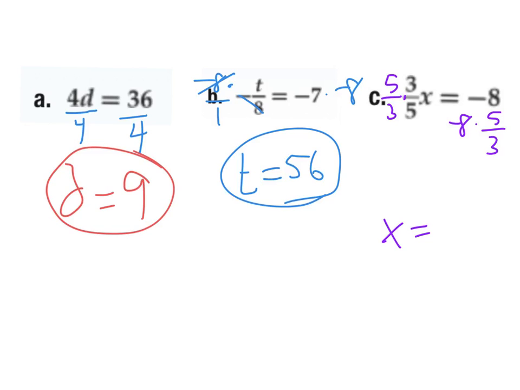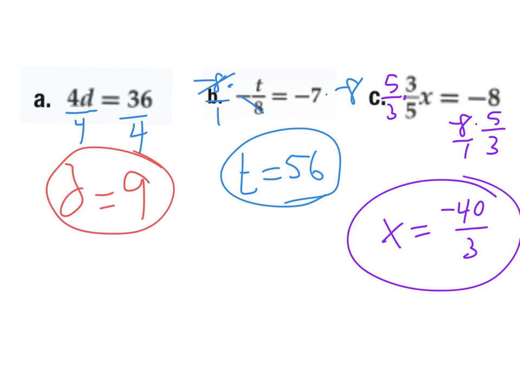Now I got to do 8 times 5/3, right? So that's like 8 over 1, multiply across the top, multiply across the bottom, negative 40 over 3, done. We don't need to go any further than that, okay? So when you have a fraction in front of a variable and you're trying to turn it into a 1, remember the multiplicative inverse property. Just multiply by the reciprocal and it will turn into a 1. Because if I think about that, this is 15 over 15x. 15 over 15 is just 1.